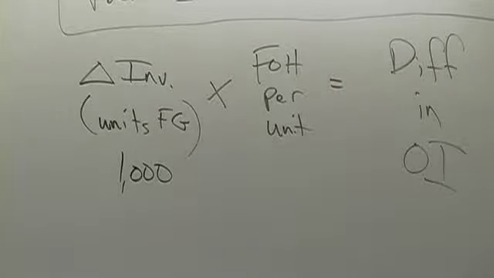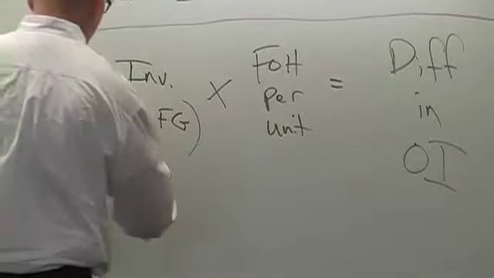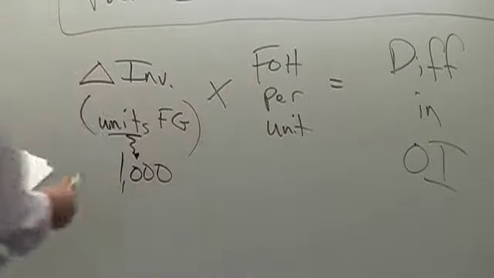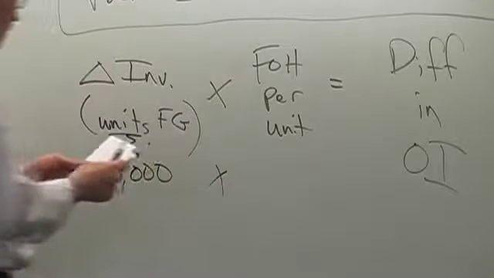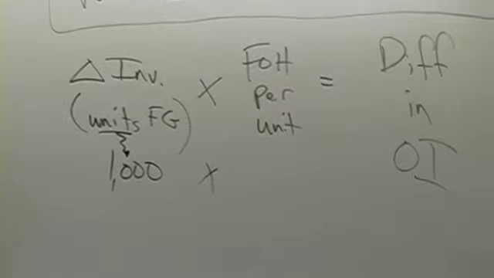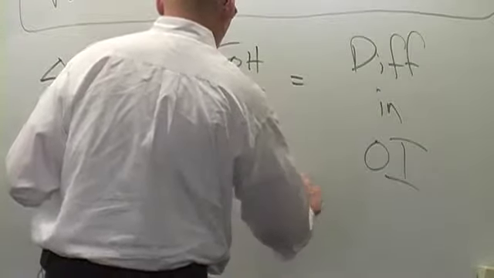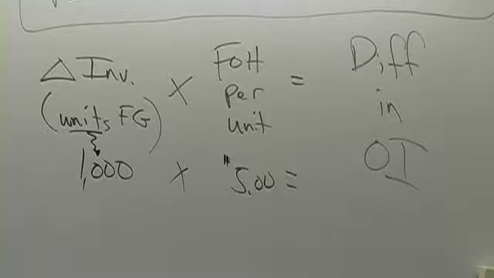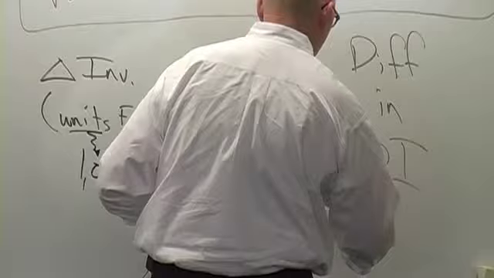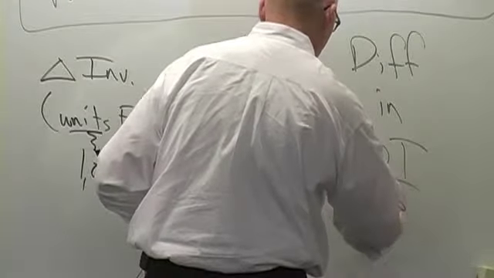Is that $1,000? No, 1,000 units. Okay? Times what? What's fixed overhead per unit, Alex? $5. And you know what? Joe, can you do that math without looking at a calculator? Yeah. What is it? $5,000. Thank you, sir.